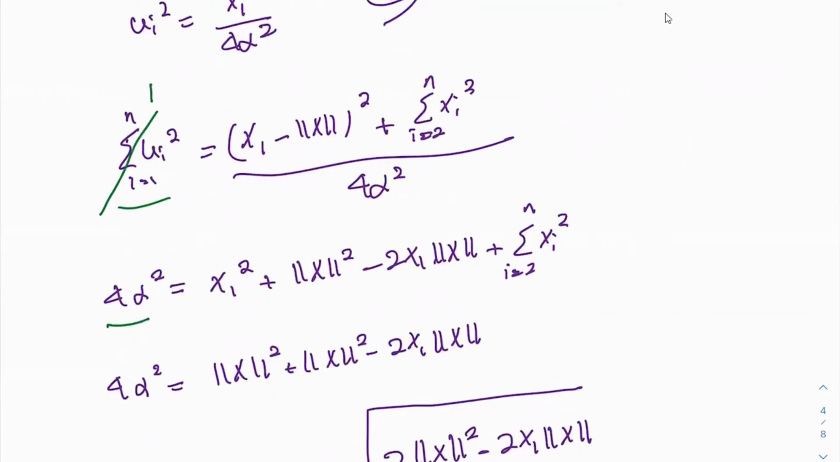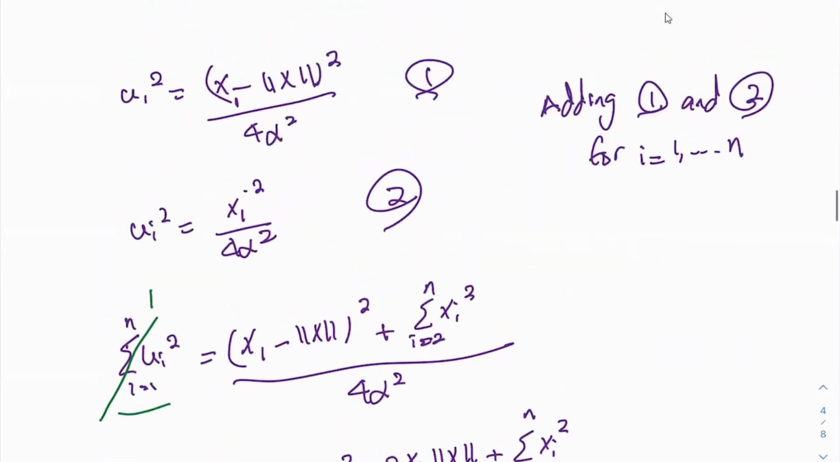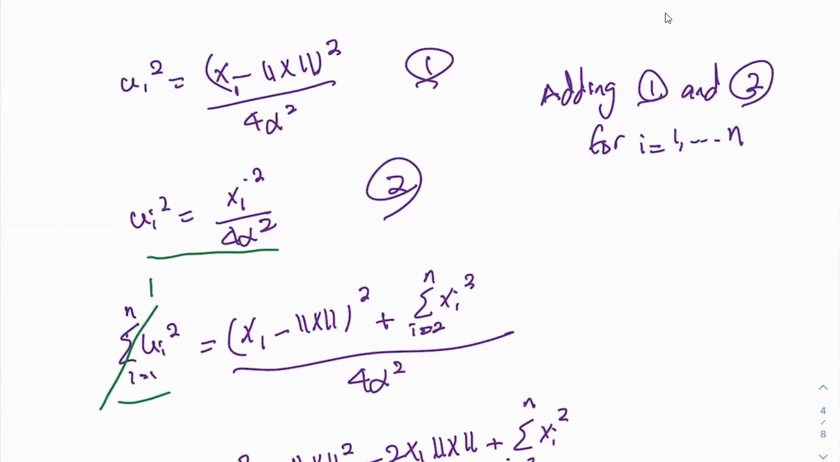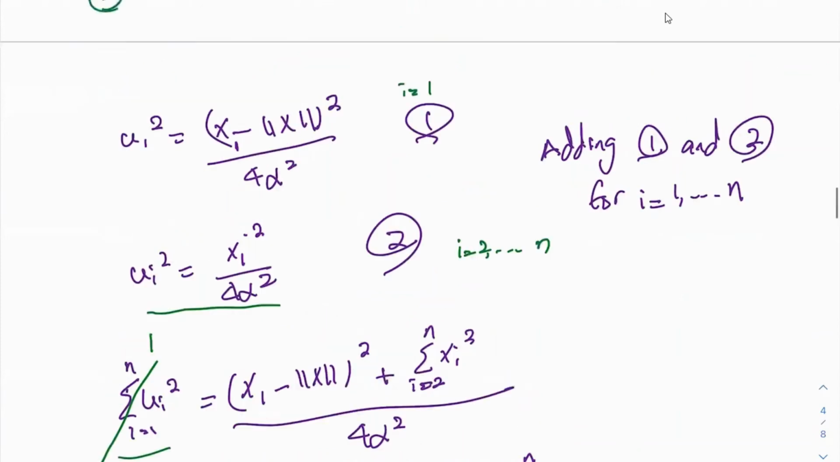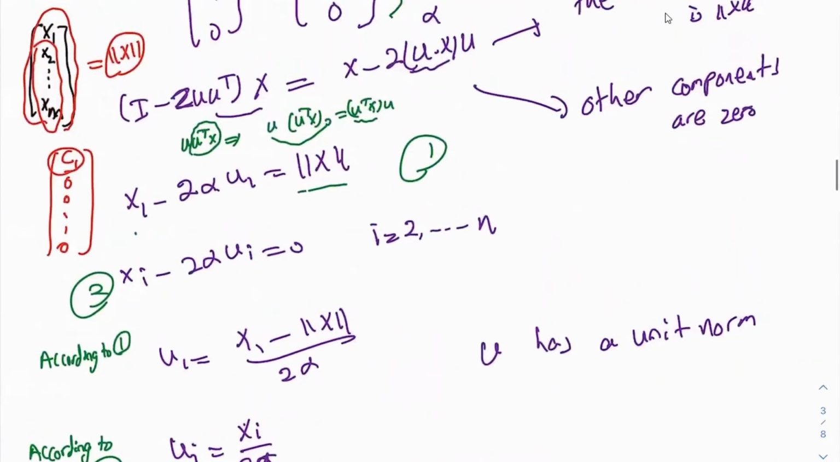So this is going to be 4 alpha square equal to x1 square plus norm of x square minus 2 x1 norm of x, plus sigma i from 2 to n of xi square. Remember, because for i equal to 1 we get this x1 square, right? So i from 2 to n. Where is this coming from? This is coming from here. So this i is changing from 2 to n, right? Because i equal to 1 is for here. For i equal to 1, we had a different equation. Remember, for i equal to 1, we set it to be equal to this. For all other i, we set it equal to this.